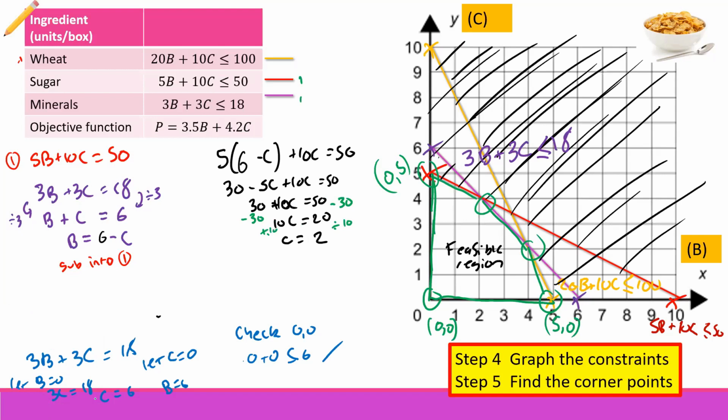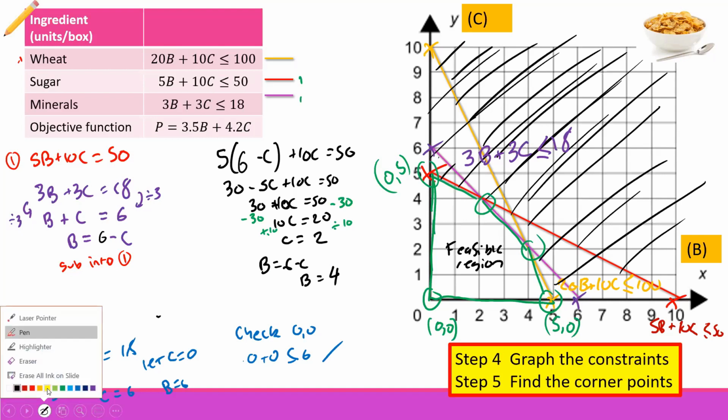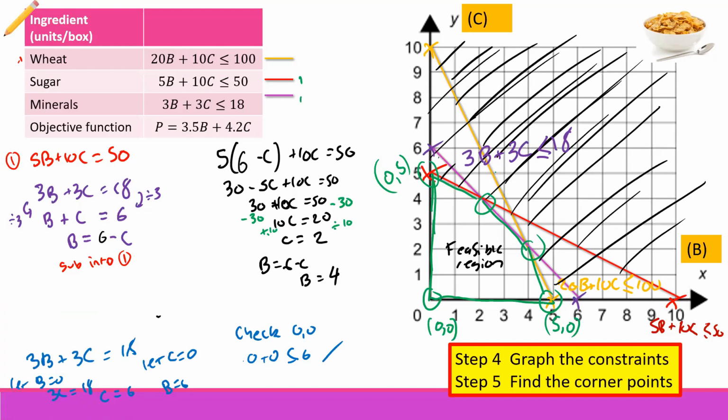And if C equals 2, then that means B must equal 6 minus C, so therefore B equals 4. So that means this point here in this graph, which I'm going to do in green, is 2, 4. That's where the purple and the red lines meet. Is it 2, 4? No, 4, 2. No, 2, 4.